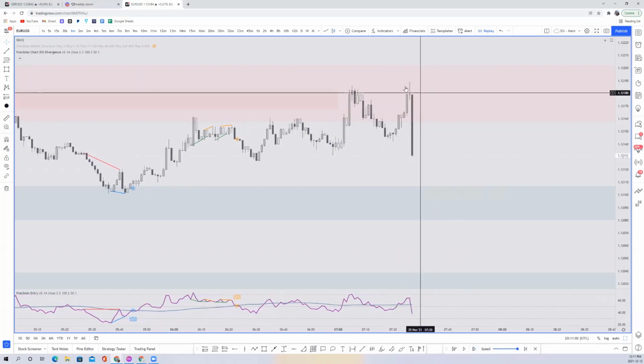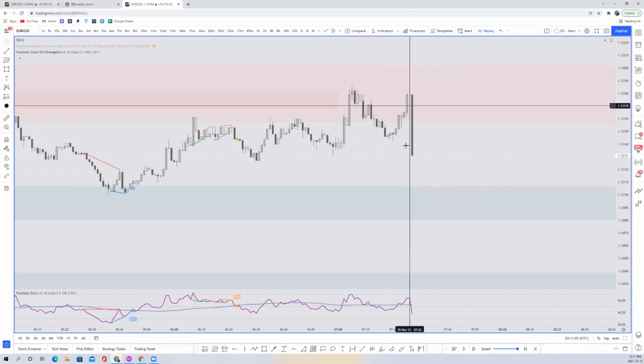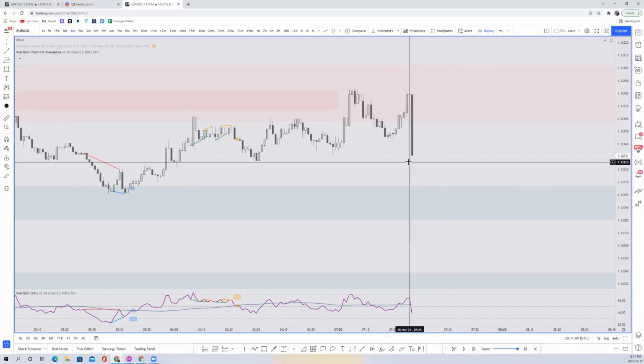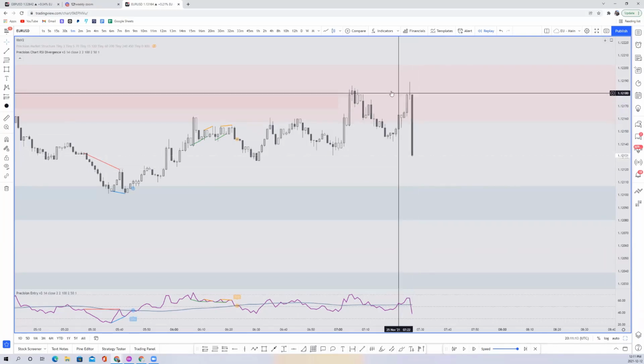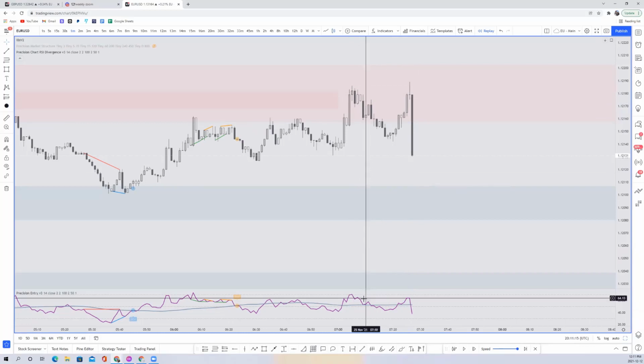So right there, you start seeing stuff like that. You're going to want to go investigate what that is because that's likely a wick on the 15. The next thing you have here is a change of character.